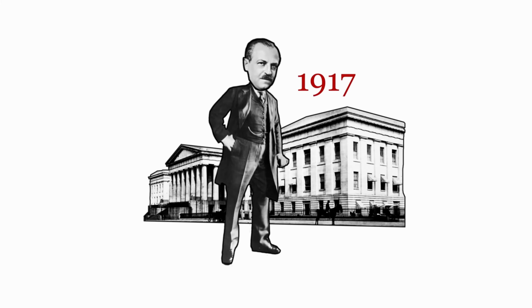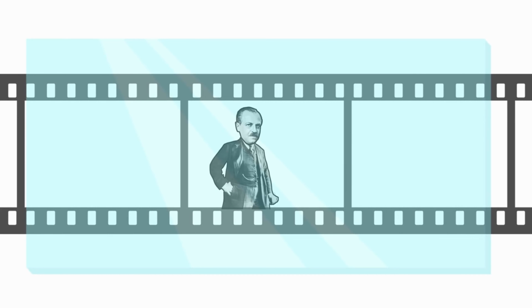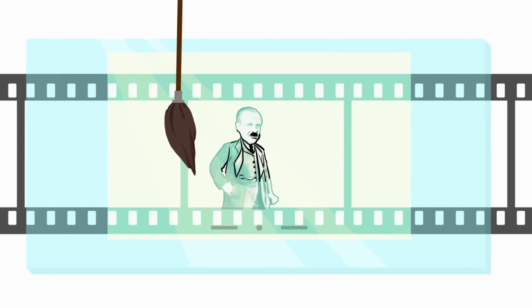Max Fleischer invented and patented rotoscoping in 1917. He initially used it for his Out of the Inkwell series and Coco the Clown. He had filmed his brother in the clown suit and then projected it onto clear cells, which he then hand-painted.